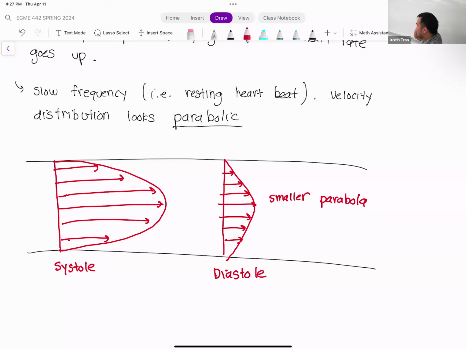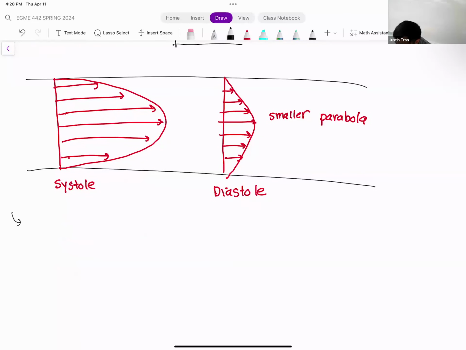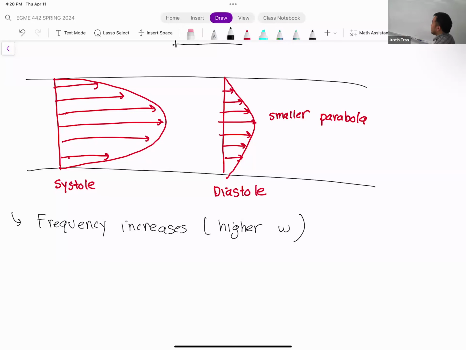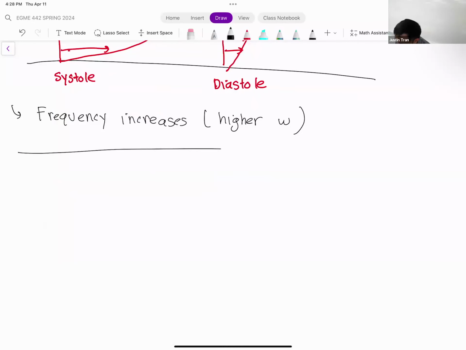Right. So when you're at rest, your flow is relatively well behaved, and it almost looks like a steady flow. It's not exactly steady. It is still pulsing, but it still retains a lot of the same characteristics. Now let's contrast that. So let's look at a situation where the frequency is higher. Okay. So this would be a case when your omega is getting bigger. And something actually very interesting happens in this regime.